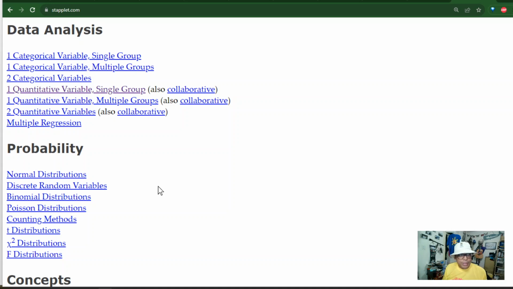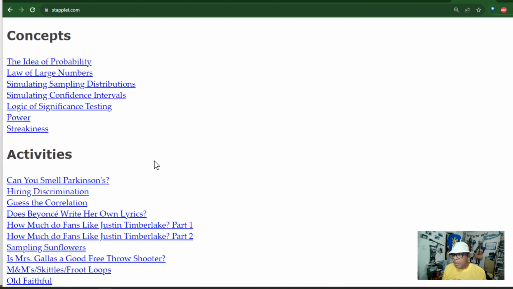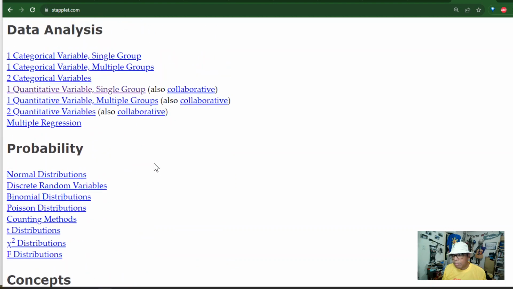Now you'll notice Statplet.com brings us to this menu here. It looks pretty dry. Not a lot of graphics or anything. It's just a list of different applets. Statplet is a shortening of stats and applets. So these are stats applets. The one that we're going to be using is, well, maybe you can figure that out. Is it a categorical variable or is it a quantitative variable?